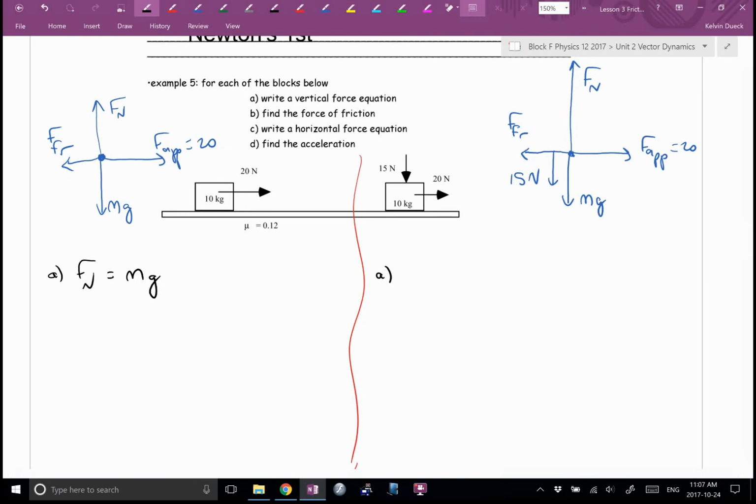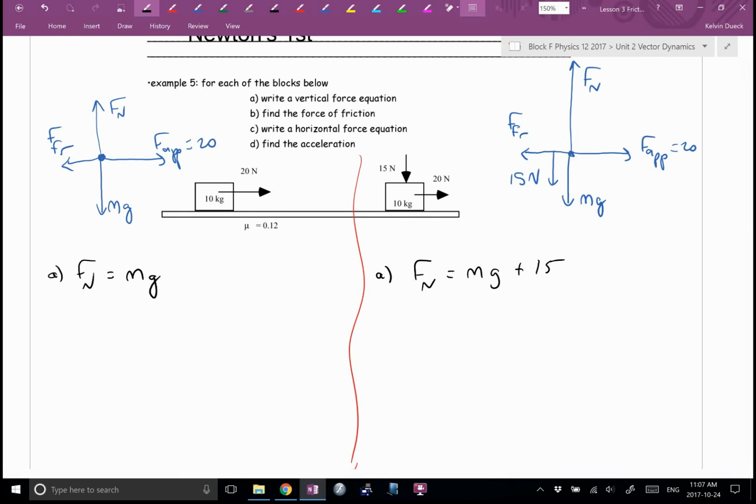What about the second diagram? Just write me a vertical force equation. And the easiest one, if you're not sinking or taking off, if you're not accelerating, everything up equals everything down. Everything up, Fn, equals everything down. Yep. And then I can get whatever I need by itself. Cool.